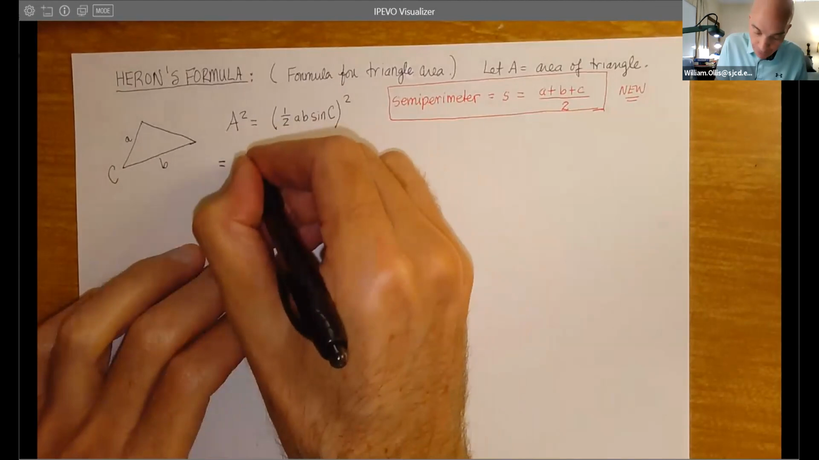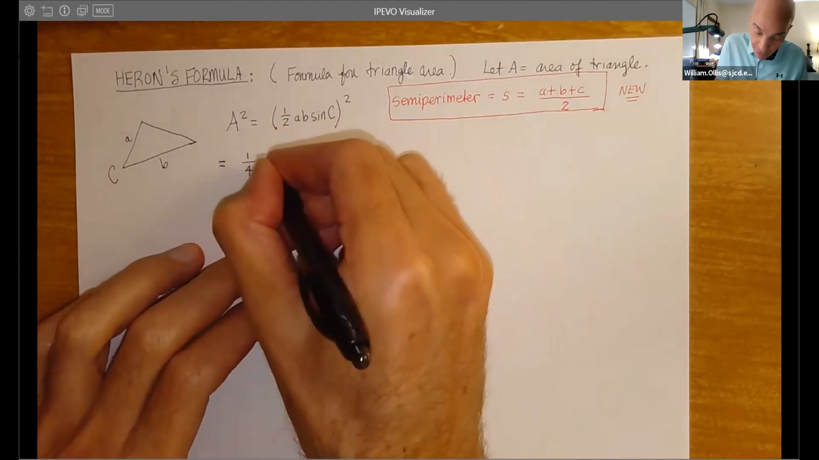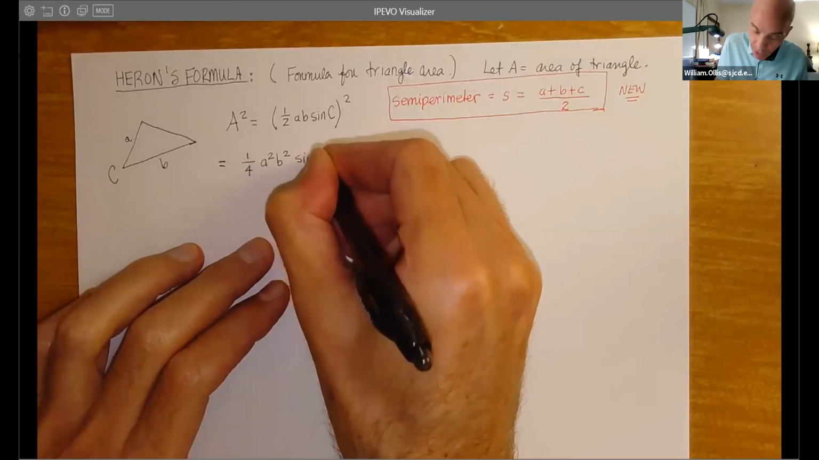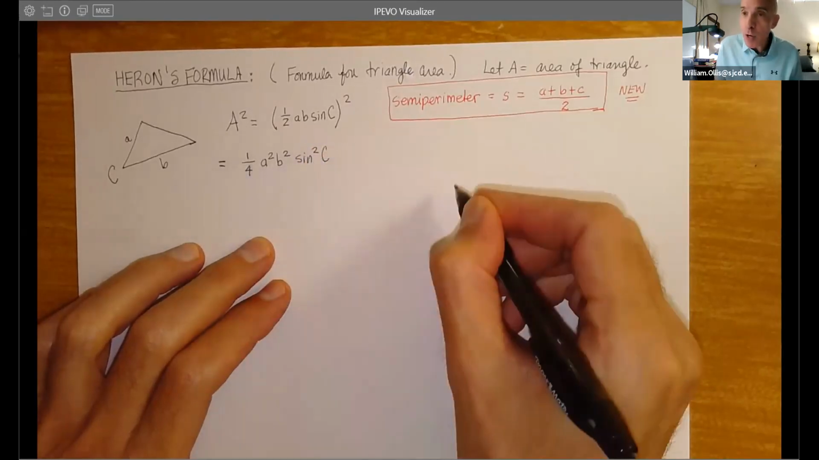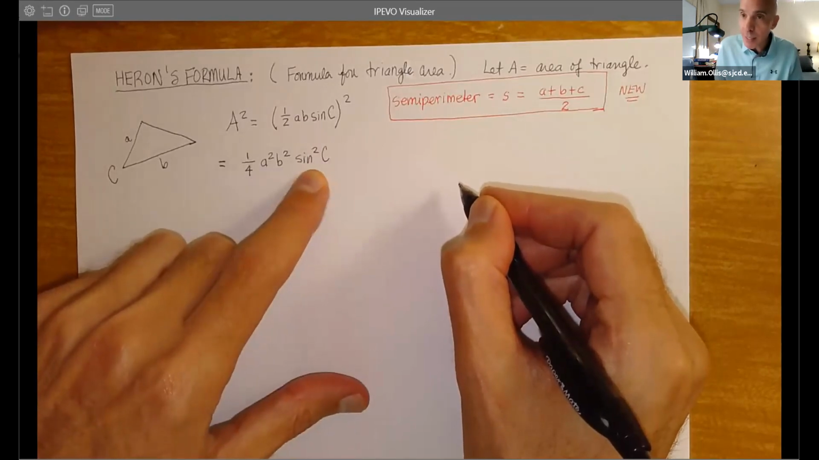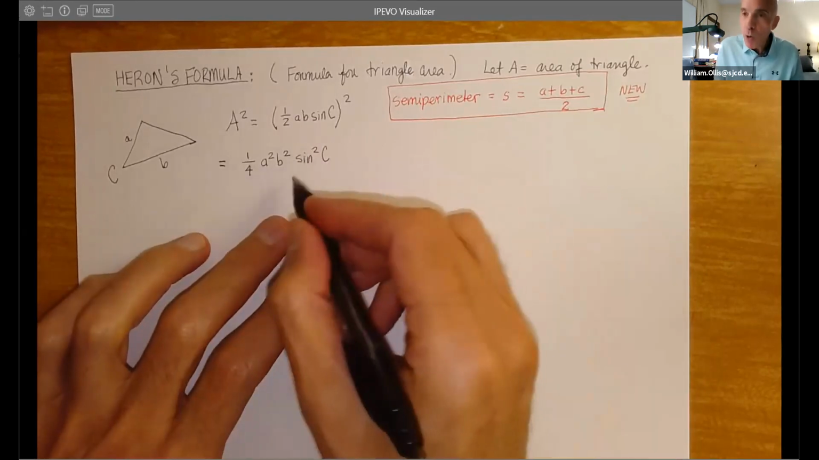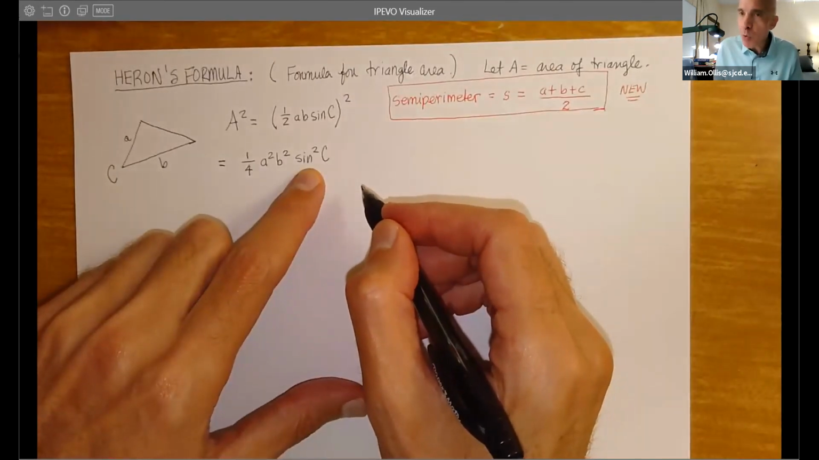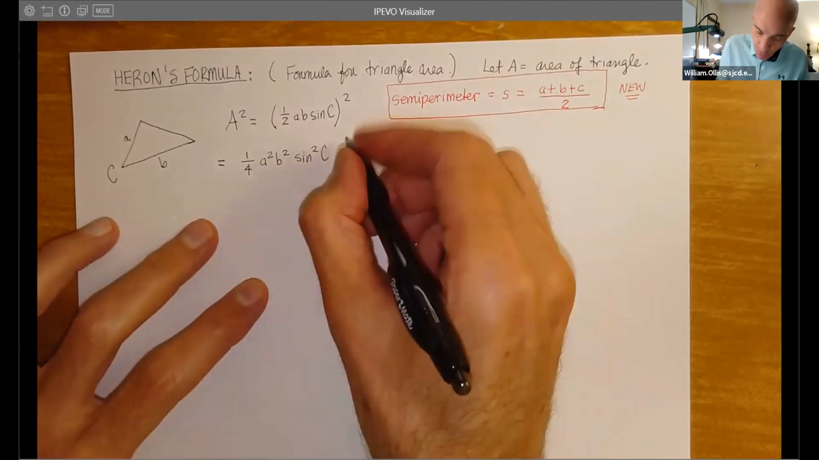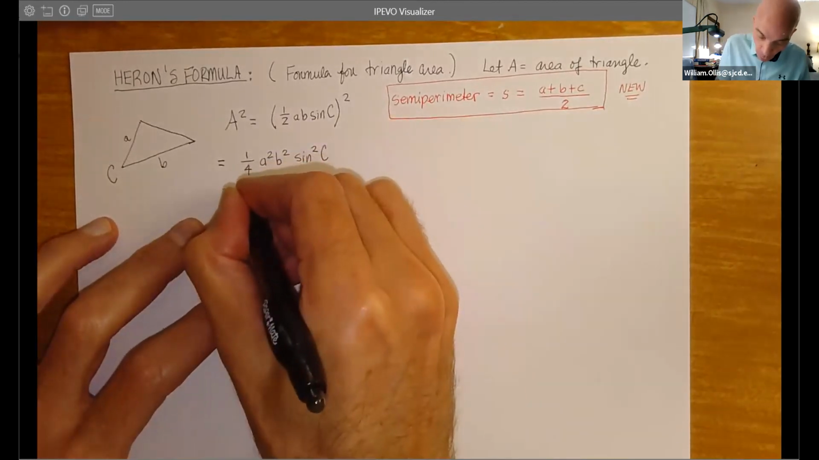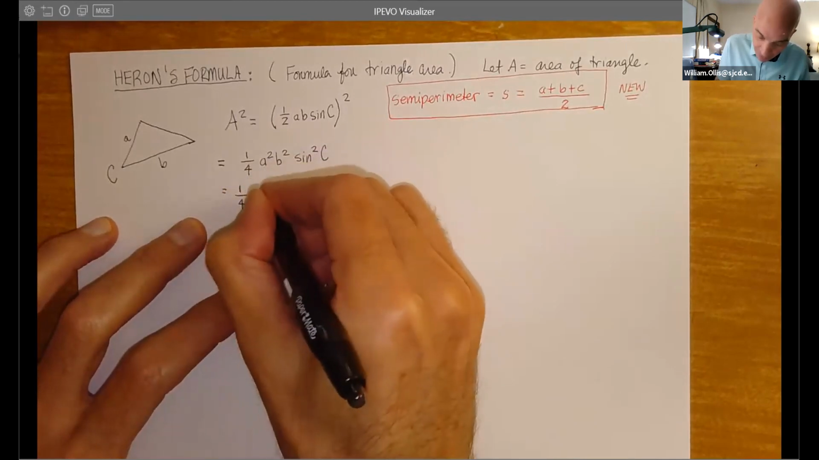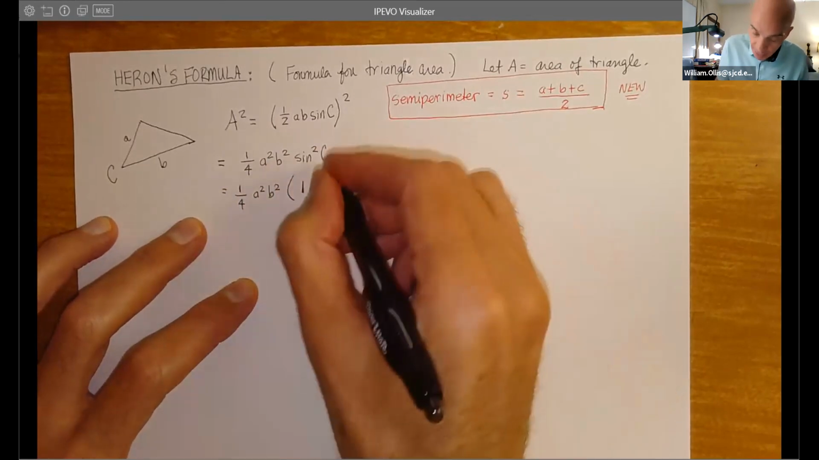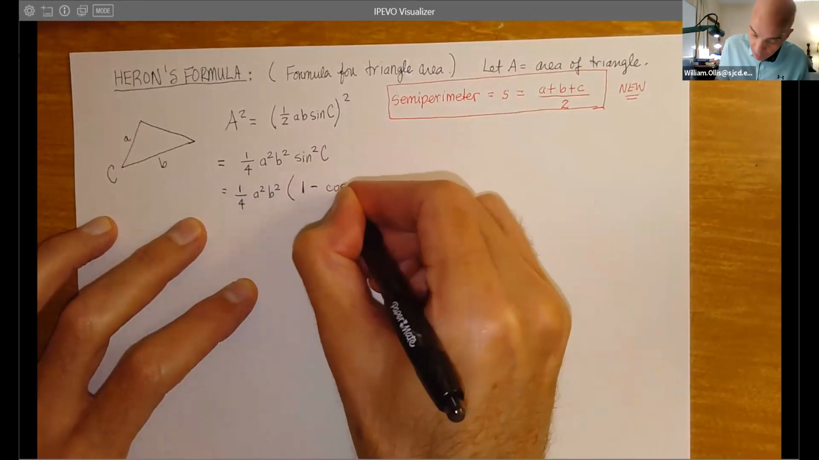So let's square everything. This is 1/4 A squared B squared. That's easy. And we get to use our notation again because we're lazy. Remember, the square of sine C we write as sine squared C. Now, what's the first thing we can do? This is going to help us with identities. We're going to rewrite this with 1 minus cosine squared. So first, 1/4 A squared B squared, and then we'll use the fundamental identity, which is 1 minus cosine squared.